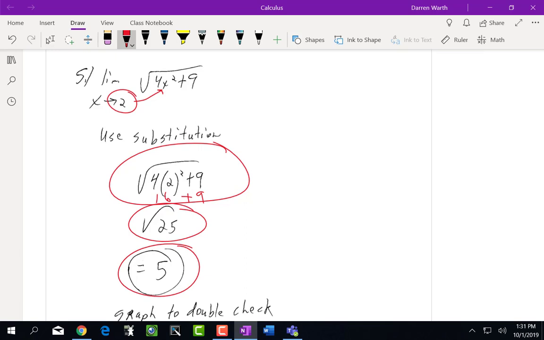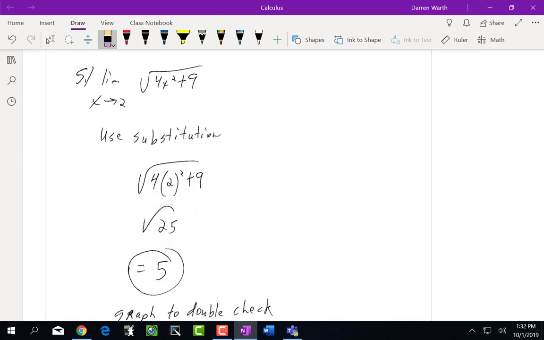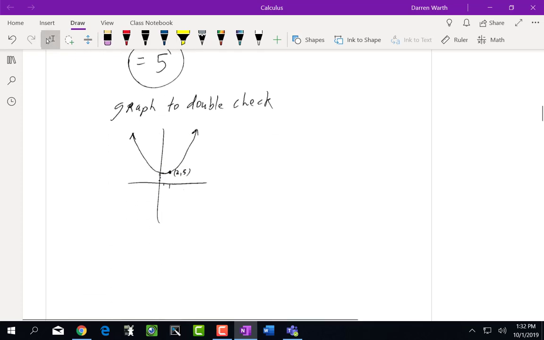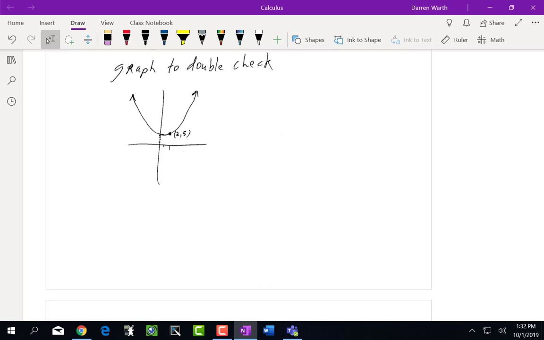Now with any radical, I always like to double check by graphing it to see what the graph looks like, just to make sure that I haven't hit any areas of my graph that are the endpoints of my square root. And so when I graph this equation, that's what it looks like, and it looks like there are no breaks or gaps or holes in it. So it looks like as I'm approaching this 2, the limit is equal to my 5.